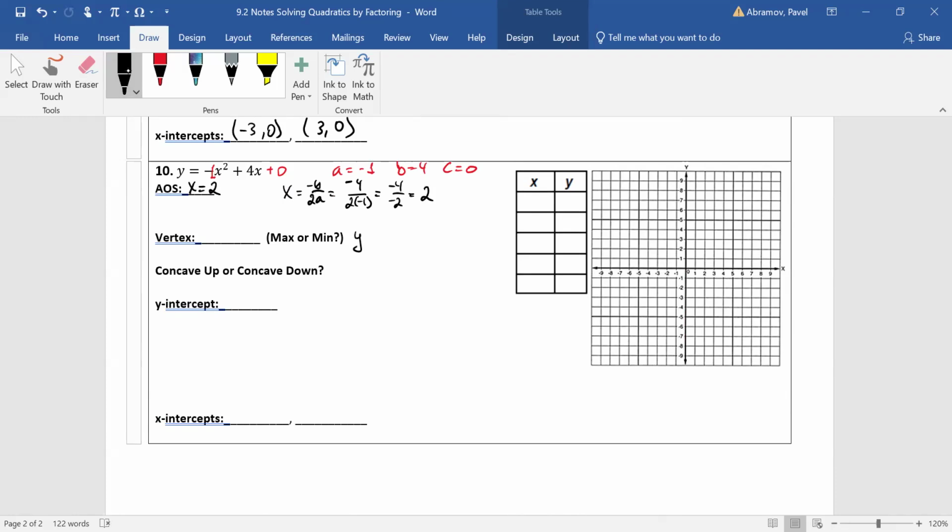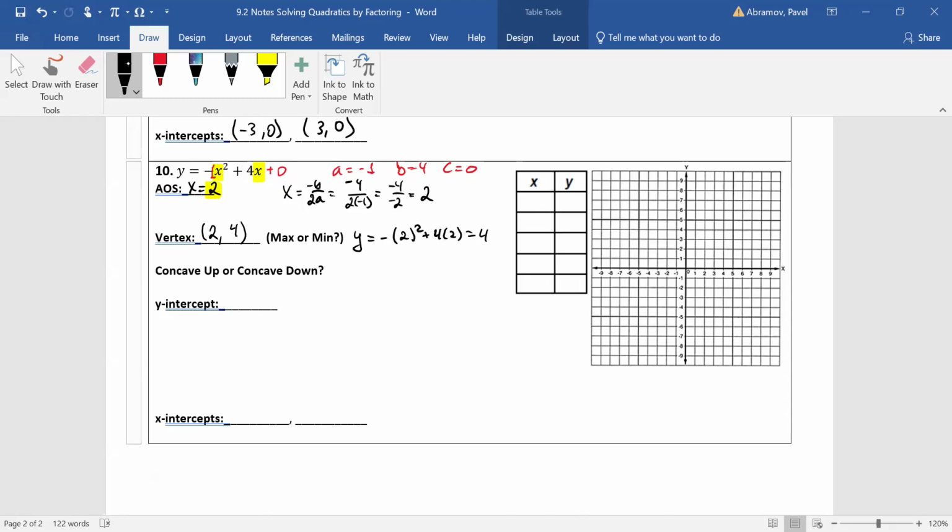The vertex, we substitute our 2 for the axis. So negative of 2 squared plus 4 times 2. And then if you want, you can put plus 0 there, but you don't have to. And you calculate this whole thing, and you will end up with positive 4. So therefore, our vertex would be x equals 2, y equals 4.